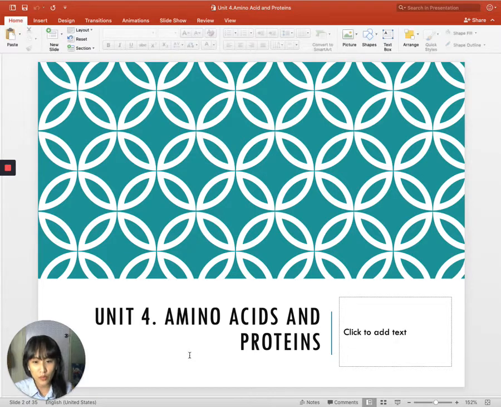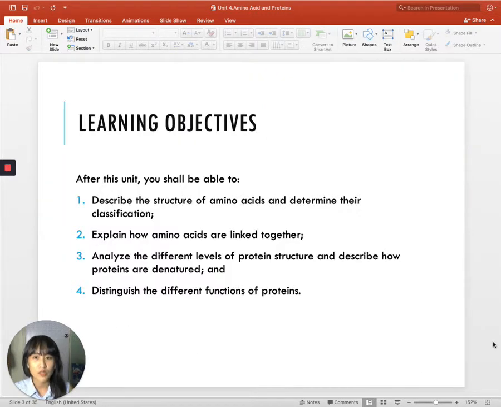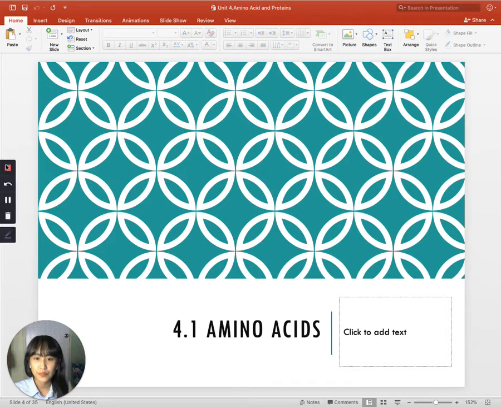So now we proceed to the learning objectives of this unit. First, at the end of this unit, you shall be able to describe the structure of amino acids and determine their classification. Second is to explain how amino acids are linked together. The third one is to analyze the different levels of protein structure and describe how proteins are denatured. And the last one is to distinguish the different functions of proteins. Now we go to the first part of this unit, which is amino acids.